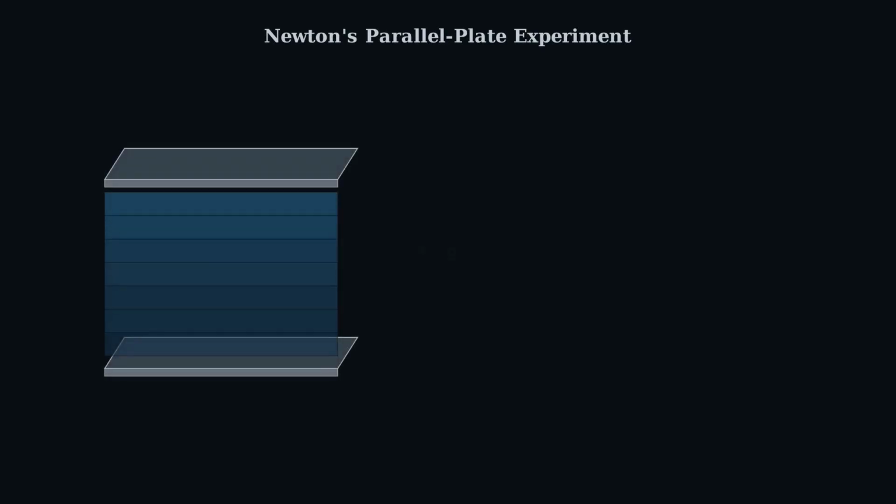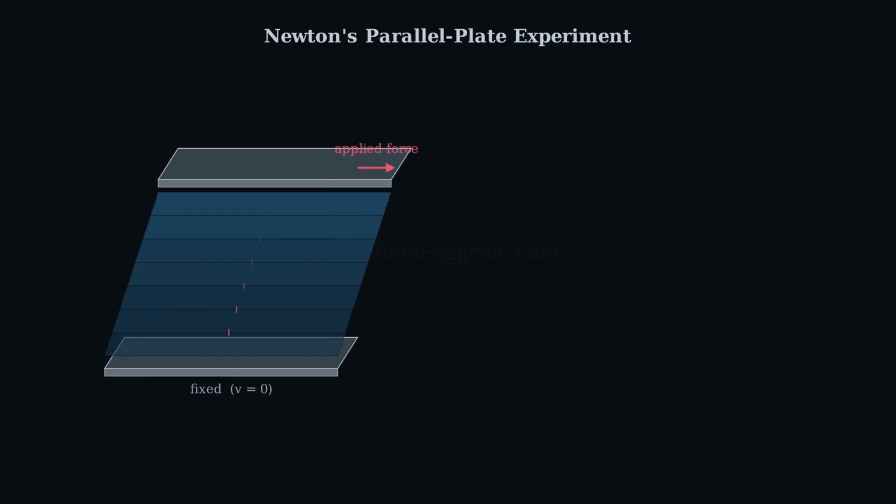Newton pictured this with two parallel plates and fluid trapped between them. The bottom plate stays still while the top plate is dragged sideways. The fluid touching the top plate moves with it. The fluid touching the bottom stays at rest. In between, velocity changes smoothly from layer to layer.